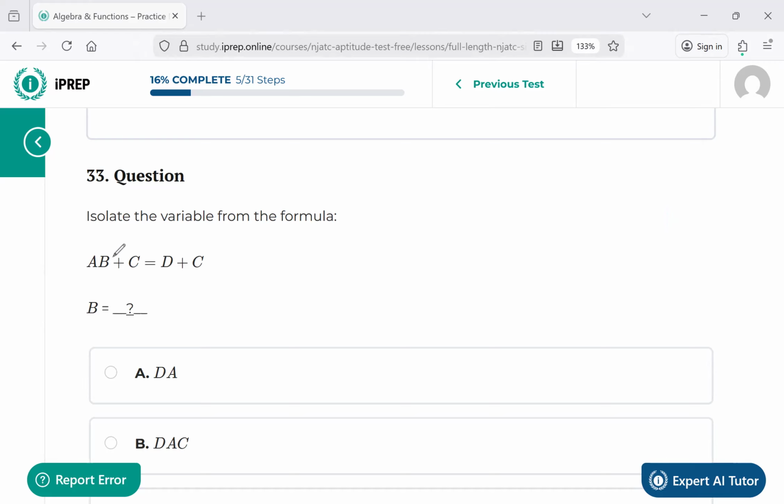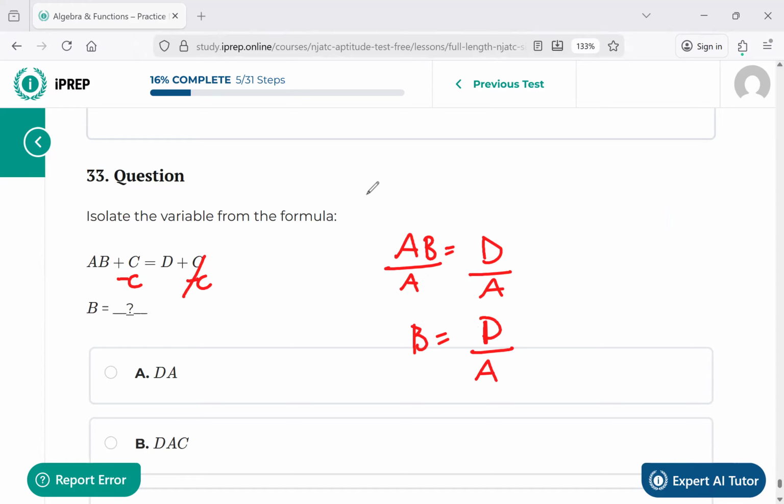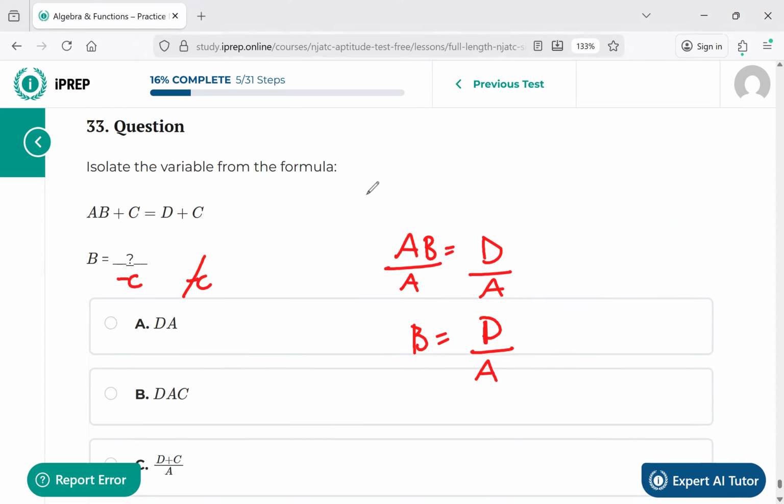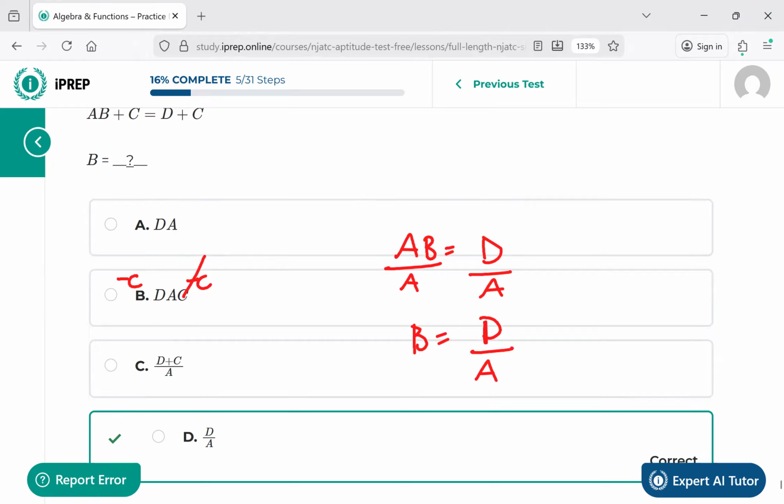So I'm just gonna solve for b. I'm gonna first subtract c, subtract c, this cancels, we're left with ab equals d. And solve for b, so you divide this by a, divide this by a, get b equals d over a. Okay, so now we got it all right.